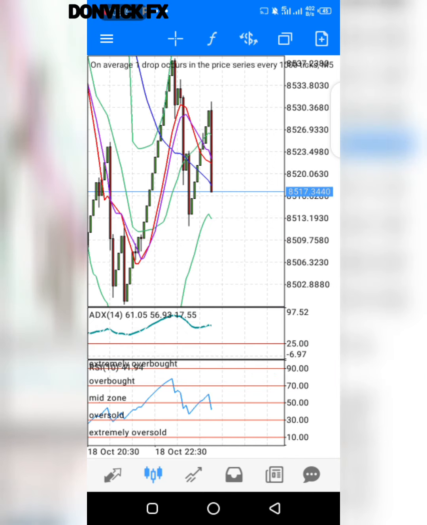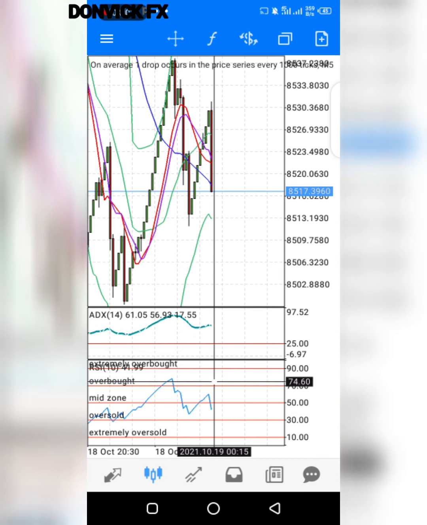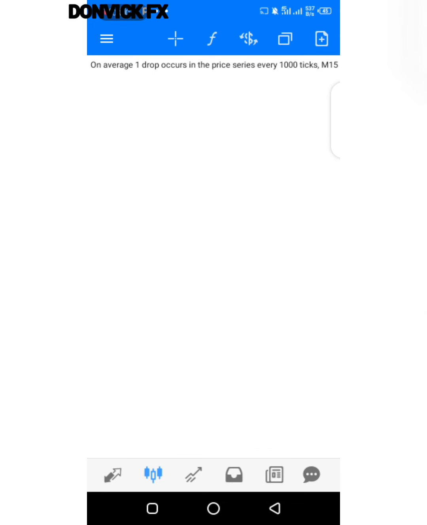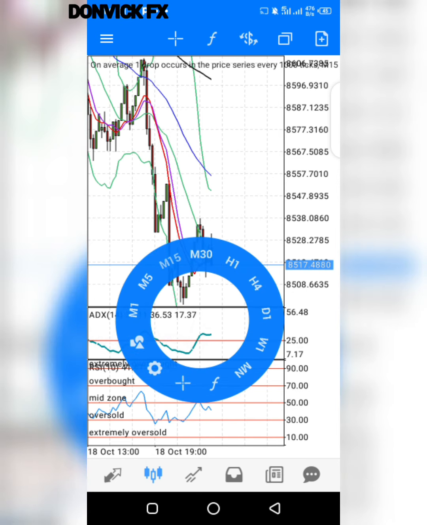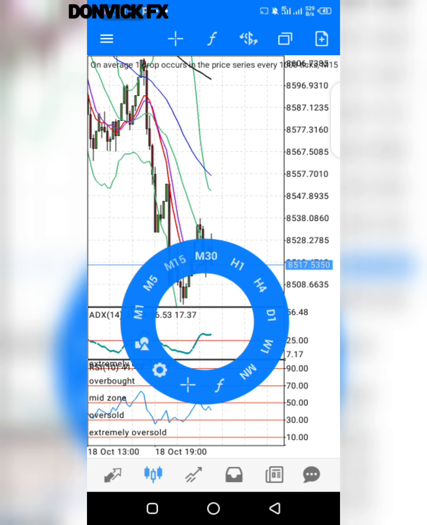Let's check our M5. Good. See exactly when it was reaching the overbought zone, it fell. And when it had already reached the mid zone, it fell. So now I want to show you how to accurately predict this. Let's go to our M5 first as a case study.